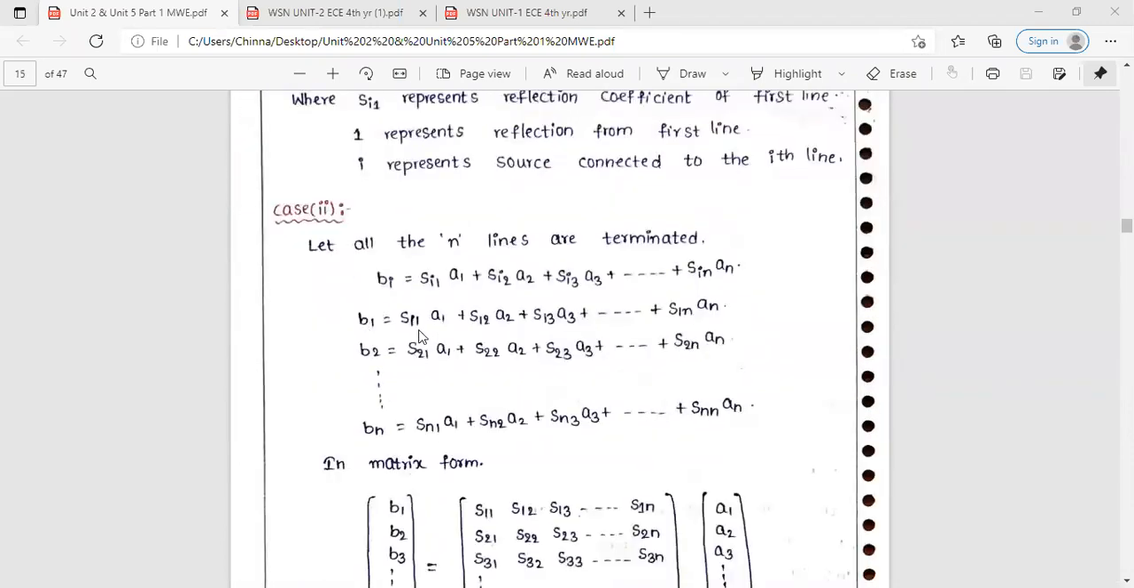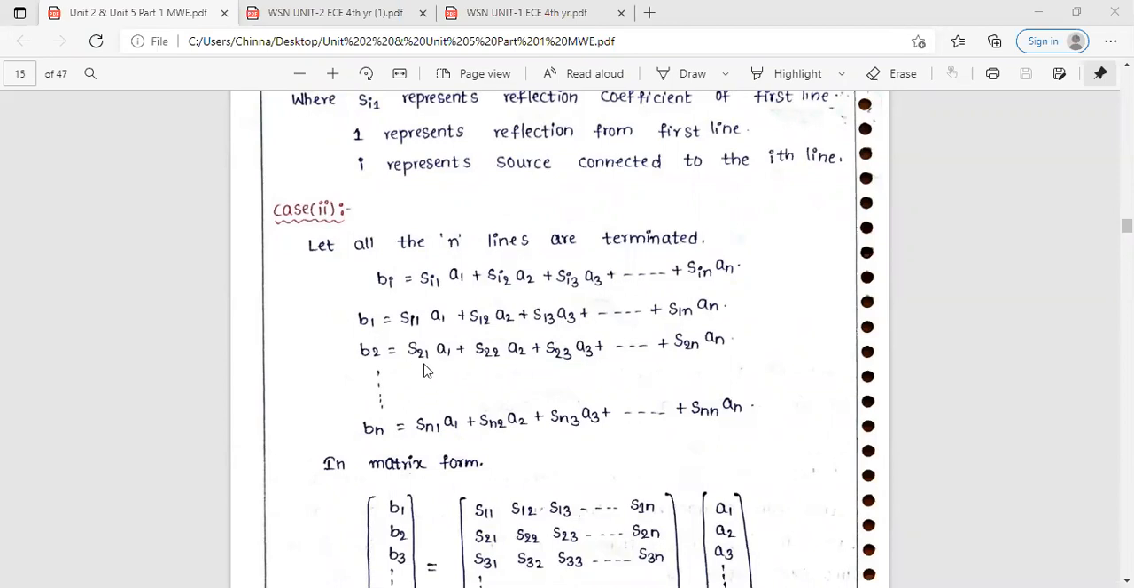b1 is equal to S11 a1 plus S12 a2, where S11 means first source and first reflection, and S12 means first source and second reflection. This is how we take the representations. So b2 is equal to S21 a1.